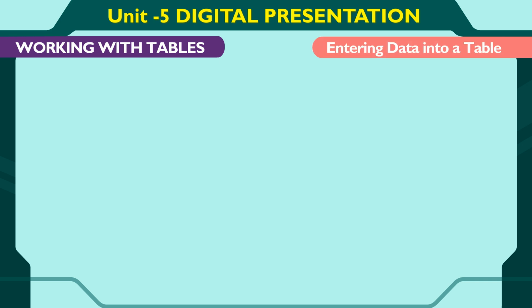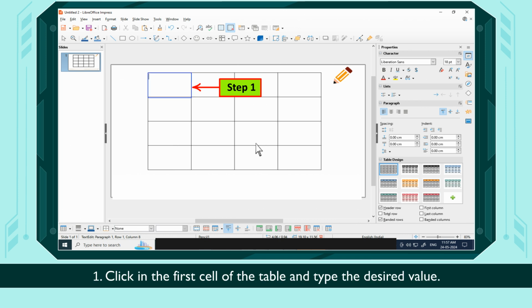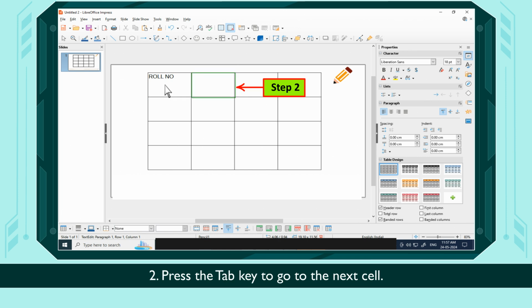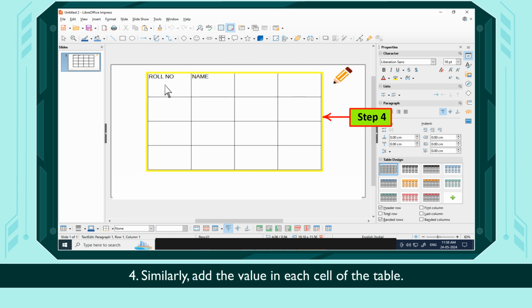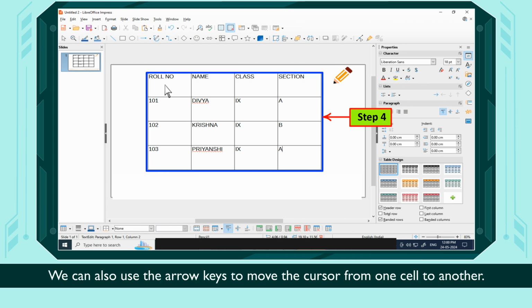Entering data into a table. After creating a table, we can enter data into it. We need to click in the cell to enter data. 1. Click in the first cell of the table and type the desired value. 2. Press the Tab key to go to the next cell. 3. Type the desired value. 4. Similarly, add the value in each cell of the table. We can also use the arrow keys to move the cursor from one cell to another.